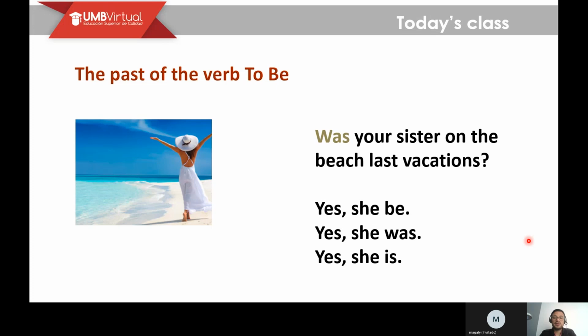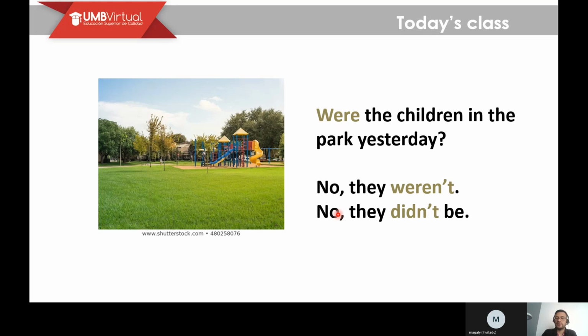Let's have a look in detail at the verb to be. Was your sister on the beach last vacation? So you have the conjugation was. And the answer in here will be yes, she was, because it is for the third person. Were the children in the park yesterday? So we have were, that is the second conjugation of the verb to be in past, for this plural, the children. You can say, no, they weren't.